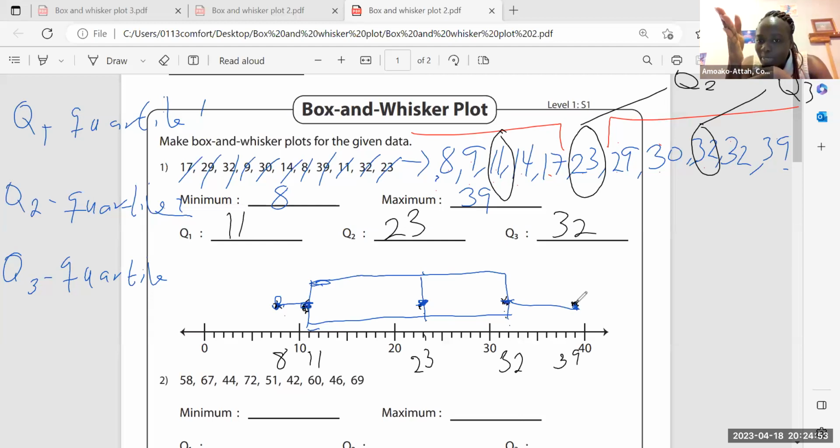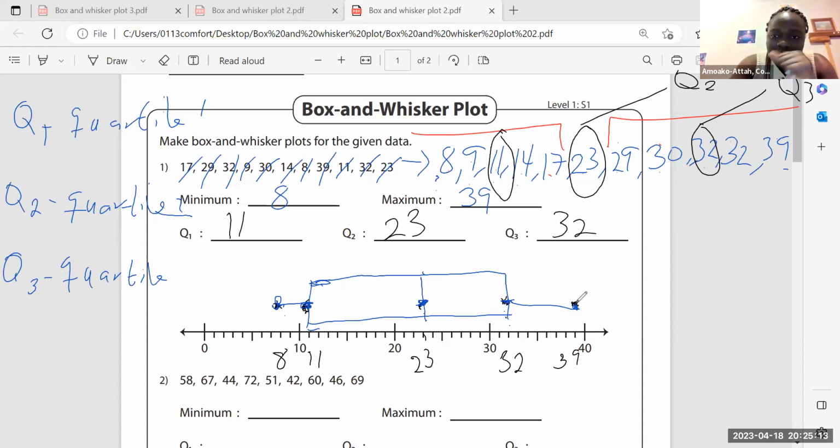So pick the middle number of the overall set of numbers as your Q2. That is a median. Then your first half, you pick the middle number as your Q1. Second half, pick the middle number as your Q3. That is all. Then you plot them on the number line and you connect them to form your box.